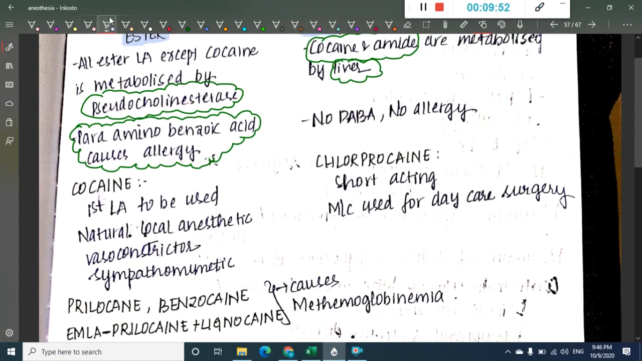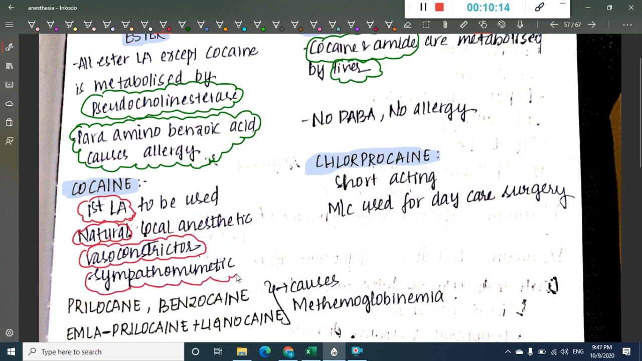Okay, then we have cocaine and chlorprocaine also. What do you see in cocaine? Cocaine is the first local anesthetic to be used, and it is a natural local anesthetic. It also causes vasoconstriction, and cocaine has a sympathomimetic action. So the main things in cocaine are: it is the first local anesthetic used, it is natural, it is a vasoconstrictor, and it is the sympathomimetic drug.